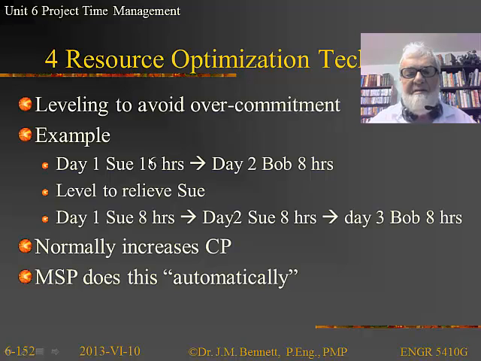Resource optimization techniques, well, we run into the situation, for example, when Sue has to work 16 hours to get a job done here, whereas Bob can do it in 8 hours in the next day. So to try to level this, we basically have Sue doing it for 8 hours in day 1 and 8 hours in day 2. And in fact, this is going to increase the critical path, but it leads to a more sane, more compassionate way of assigning resources to the project itself. It's going to increase the critical path, of course, but that's the cost.